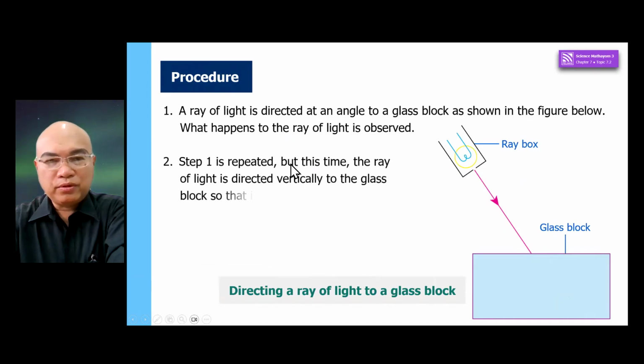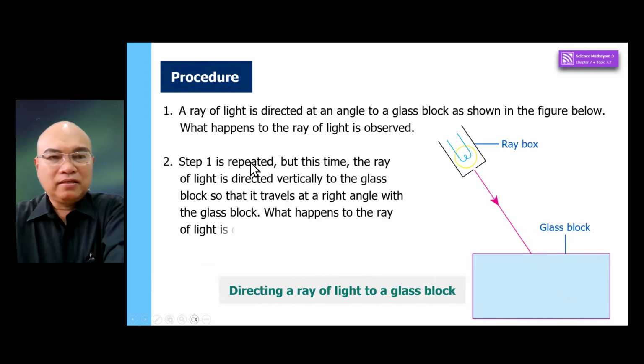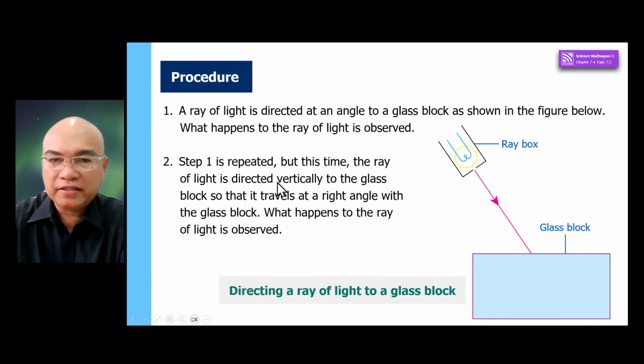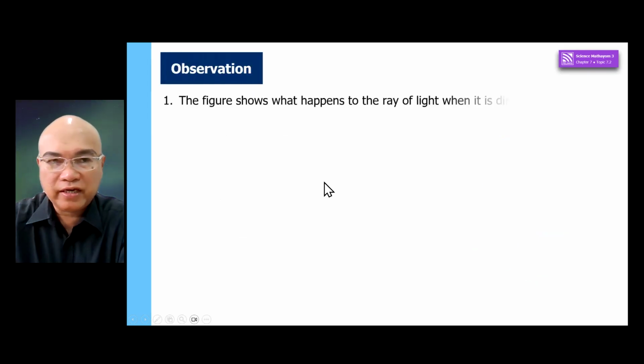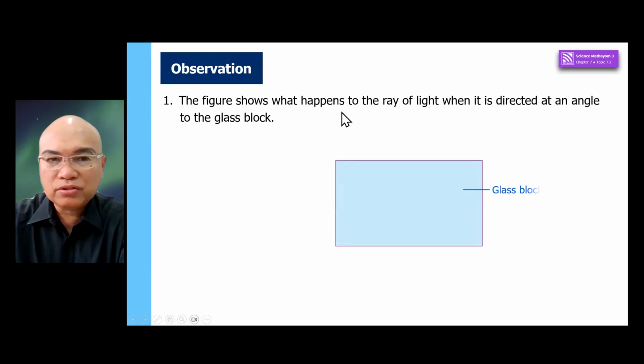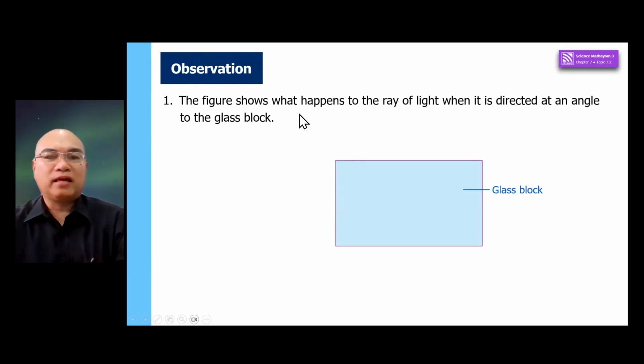Now, step two. Step one is repeated, but this time the ray of light is directed vertically to the glass block so that it travels at a right angle with the glass block. What happens to the ray of light is observed. Now the figure shows what happens to the ray of light when it is directed at an angle to the glass block.